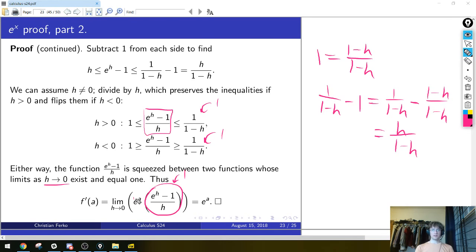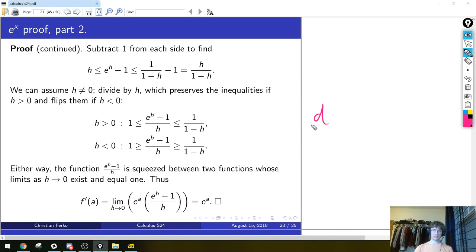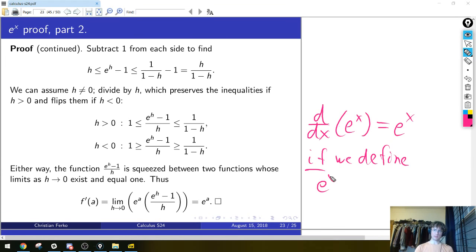Finally, there's the e to the a constant. So we have a constant times something whose limit is 1. That limit exists. So the whole thing is e to the a. So the punchline of this entire argument is that the derivative of e to the x is e to the x, if we define e to the x, in the sloppy way, as the limit as n goes to infinity of 1 plus x over n to the n. Box.